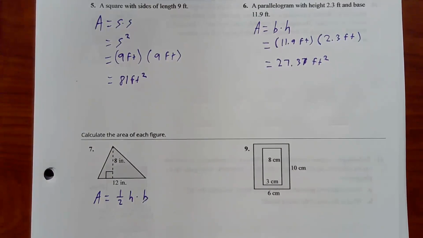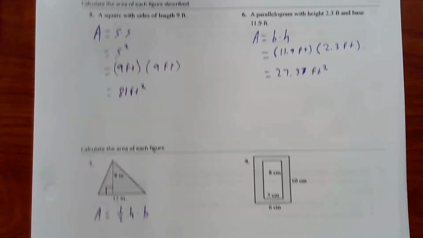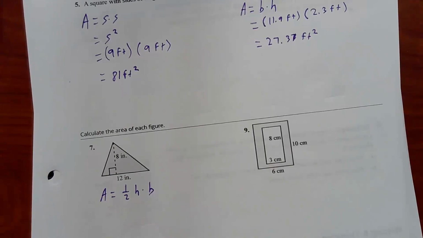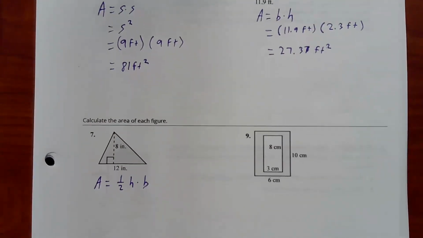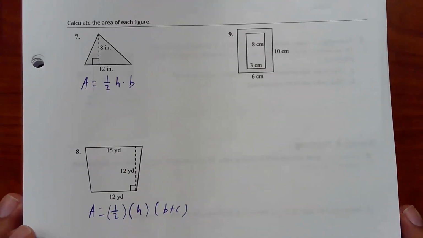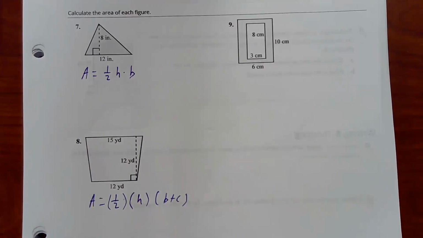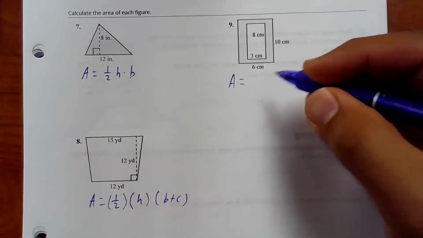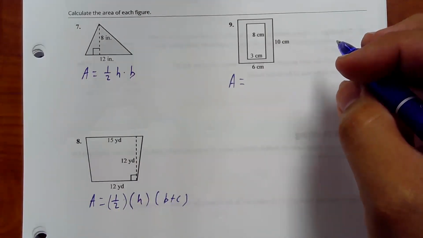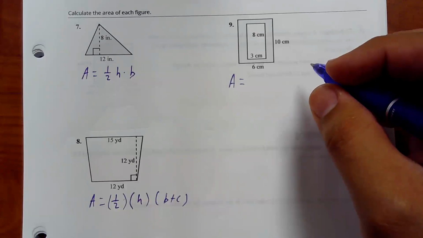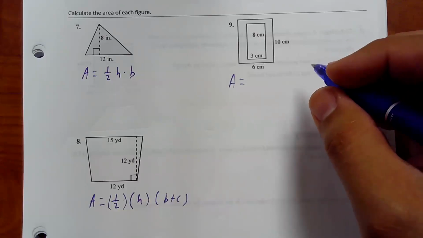This is the formula for trapezoid, right? Double check me. Yeah, it's always the base and 15s, and 12's a height.